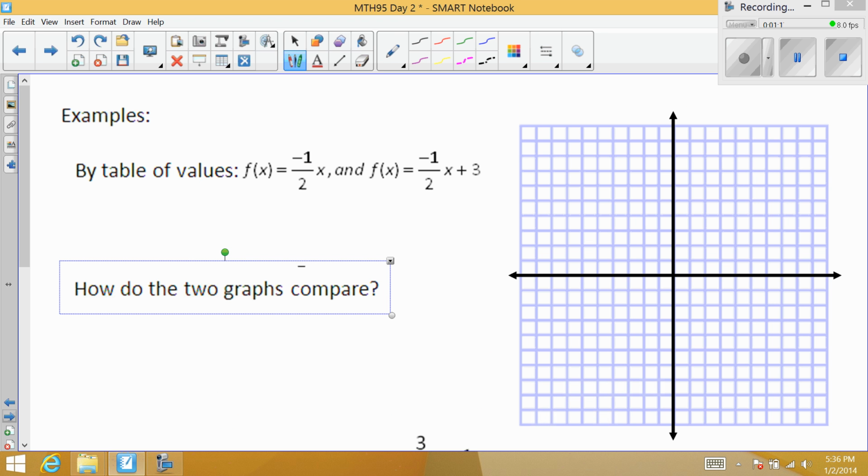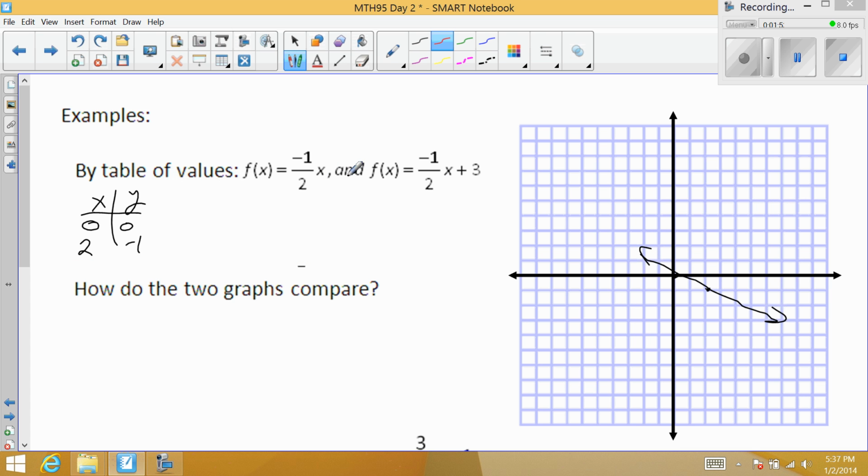So by table of values, we've got a couple simple equations here. We can make a table of values. If x is 0, always my favorite point to find, negative 1/2 times 0 is 0. If x is, say, 2, negative 1/2 times 2 would be negative 1. And I can plot those 2 points, (0, 0) and (2, negative 1). And I'm not very good at drawing straight lines. Something like that. That would be our first line.